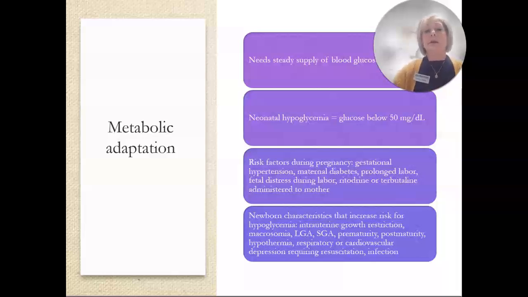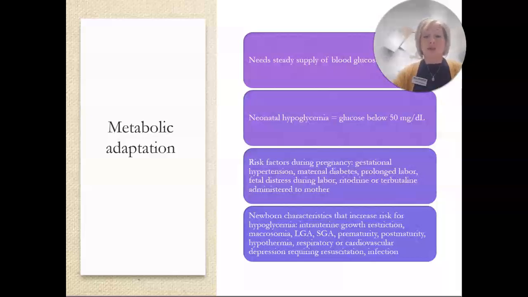That baby needs a steady supply of blood glucose. Usually a baby's blood glucose is considered abnormal below 50. And I know in an adult we'd be like, oh my gosh, 50, that's low. But in a baby, any glucose below 50 is going to be considered hypoglycemia. And we're going to see that in babies that are born to moms that have hypertension or diabetes, whether it's gestational or insulin-dependent. If the mom's been in labor for a really long time, that baby has been using up a lot of their energy stores, so they're going to need extra sugar.